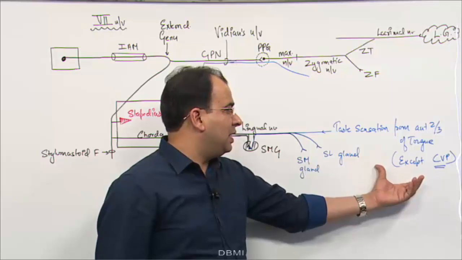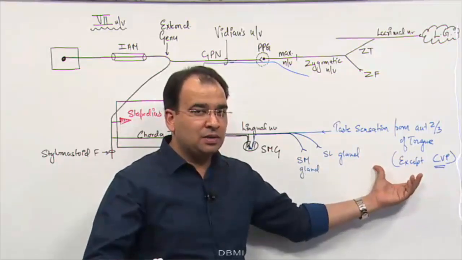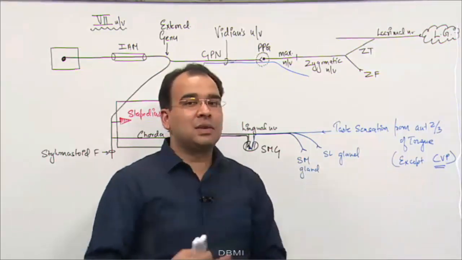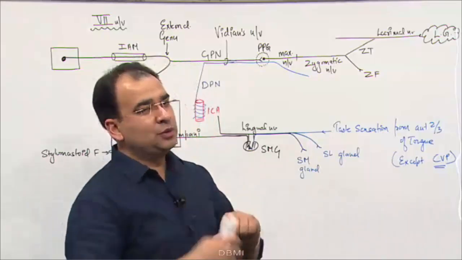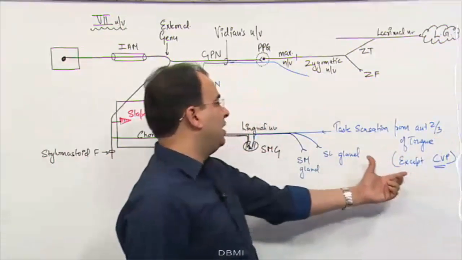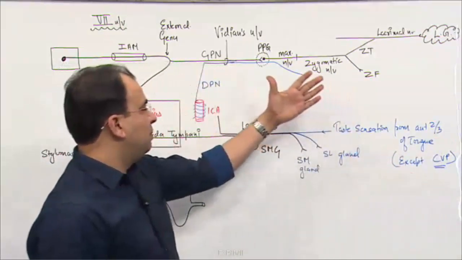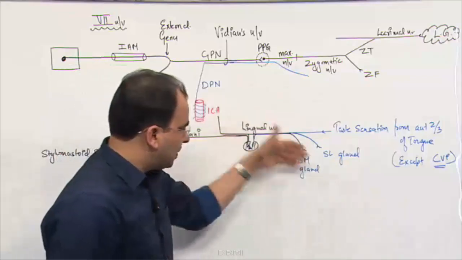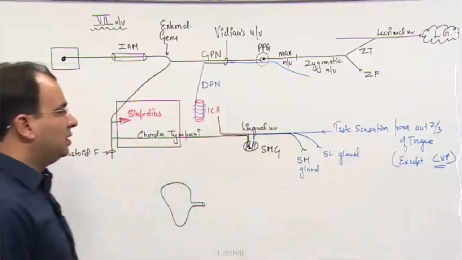So circumvallate papillae are present in the anterior two-thirds of the tongue, but they are supplied by the glossopharyngeal nerve, the nerve of the posterior one-third. So taste sensation from the anterior two-thirds of the tongue, except circumvallate papillae, is all by the chorda tympani. It carries the taste sensation. It also supplies the submandibular and the sublingual gland. So it's a mixed nerve.